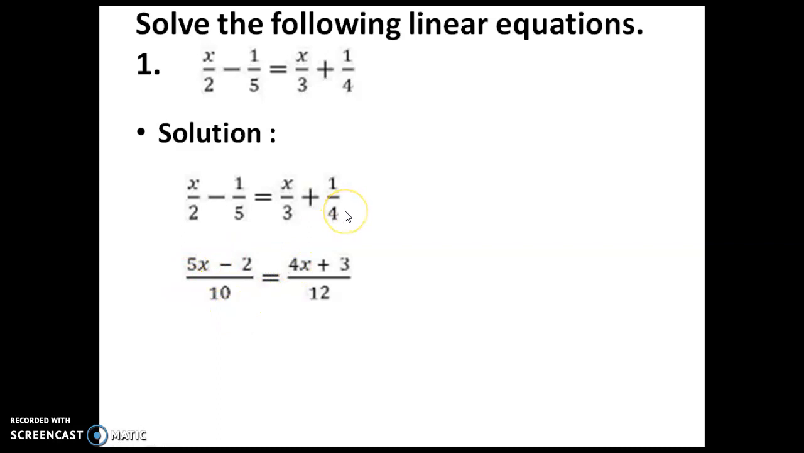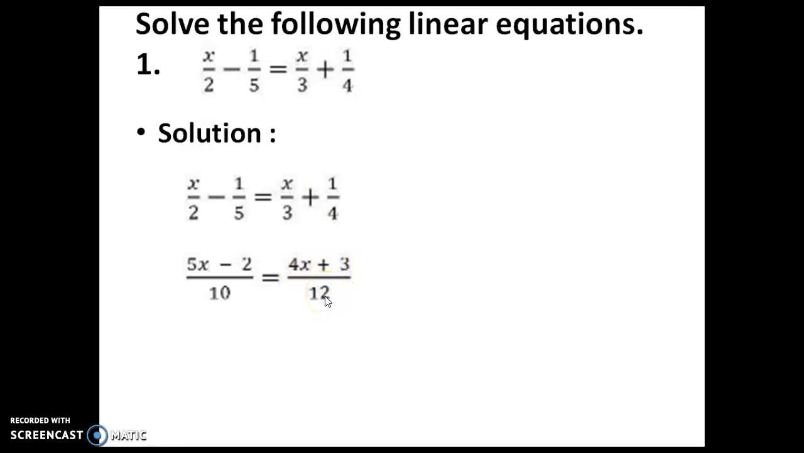Coming to RHS, 3 and 4, there is no common factor between 3 and 4, so we have to multiply these two. So 3 into 4 is 12. Same way, this 4 has to be multiplied to this numerator, so it will become 4x, and this 3 into 1. So 3 into 1 is 3. So 4x plus 3 divided by 12.